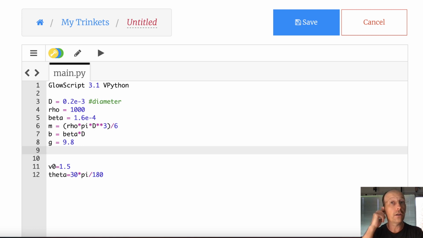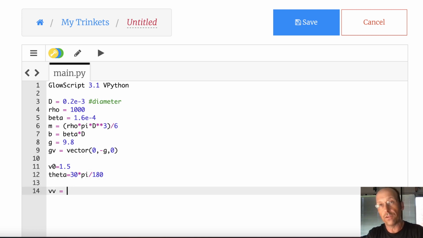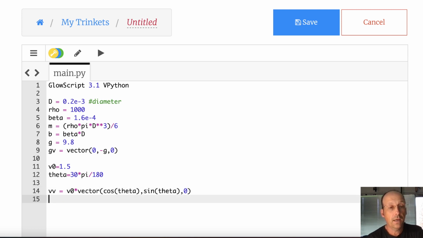So let's make one more thing. I'm going to do this with vectors, so I'm going to actually need another value for G. I'm going to need a vector value for G. I'm going to call it GV equals vector(0, -G, 0). So now I can treat that as a vector. That's important. Next, I need a vector velocity to start with and a vector position. So let's call this VV for vector velocity. And it's going to be equal to V0, the initial velocity magnitude, times the vector (cosine theta, sine theta, 0), with a 30-degree angle. Now I need the initial position, so I'm going to say R equals vector(0, 0, 0). So we're all set.